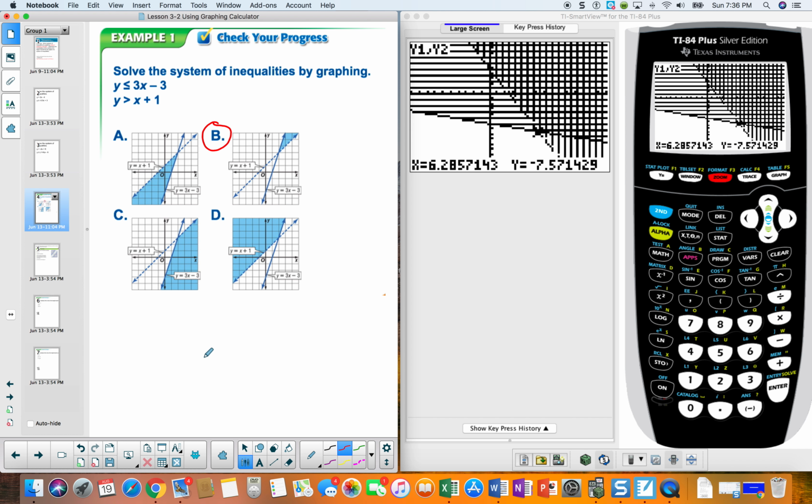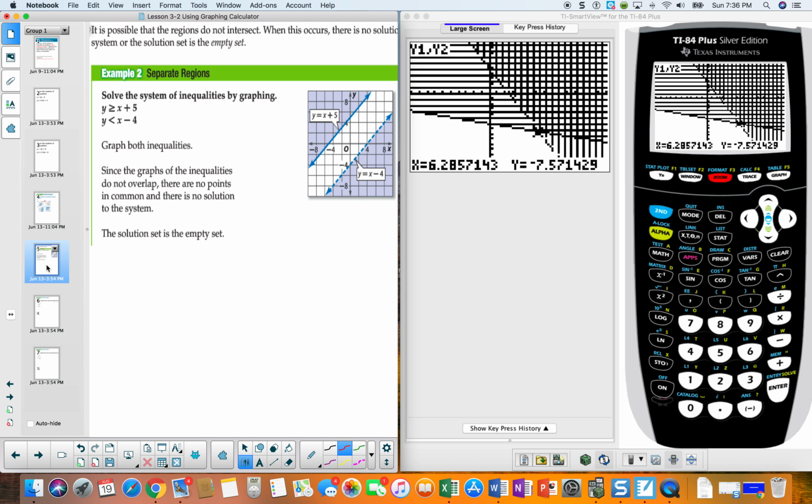Okay, I'd like you to stop the screencast, put this in, and see if you can graph these and get this as your answer.